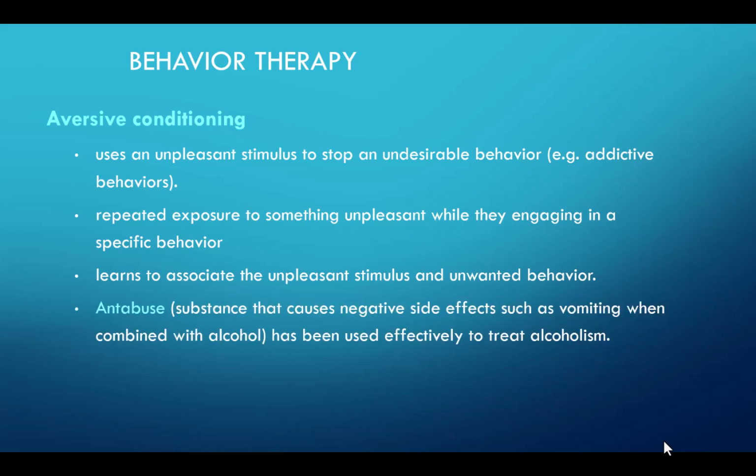So Antabuse is a drug that can be taken and it causes really negative effects like vomiting, flushed faces, feeling really hot when you combine it with alcohol. And it has to do with the fact that it blocks the breakdown of acetaldehyde, and so that builds up in the individual. And it has been used to effectively treat alcoholism in some individuals. And it's only used really in severe cases.